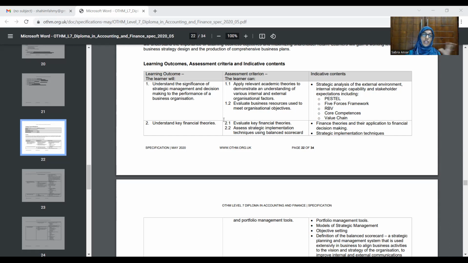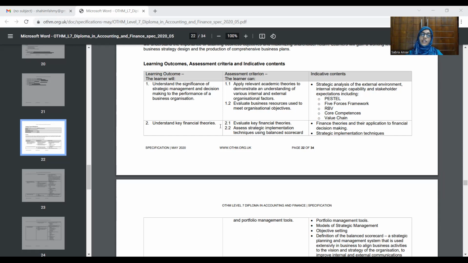One thing you need to understand is that the lessons I have planned are actually a mix of these learning outcomes. In certain areas, we will cover the whole learning outcome. In certain lessons, we will cover sections of one learning outcome, while covering the other section in another lesson. For example, evaluating the business resources used to meet organizational objectives: certain sections are covered today, but another section will be covered later on as well.